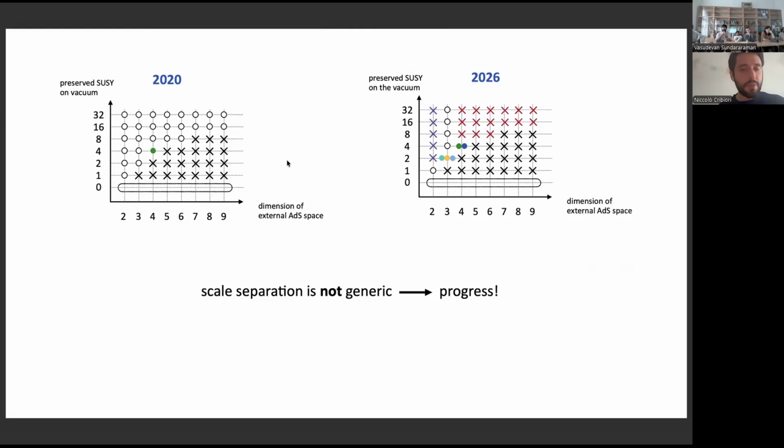We don't know yet. So we understood then in 6 years that actually scale separation is not generic because we excluded the vast majority of the parameter space, and independently the new vacua that were found were arising in those corners which are not excluded. So I think this is an important self-consistency check of both kinds of approaches.